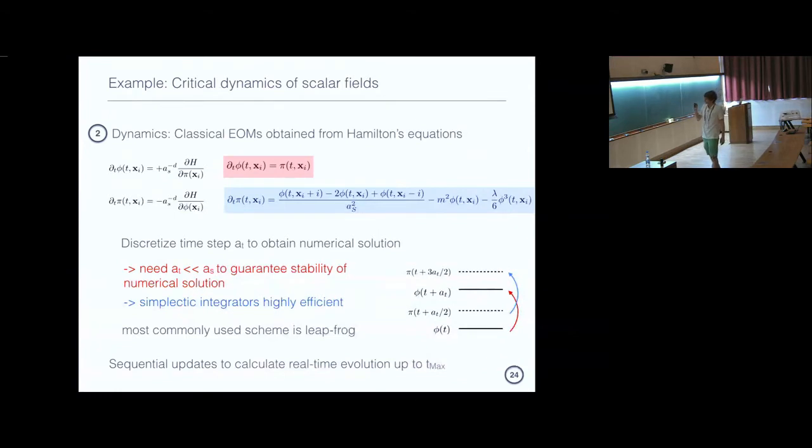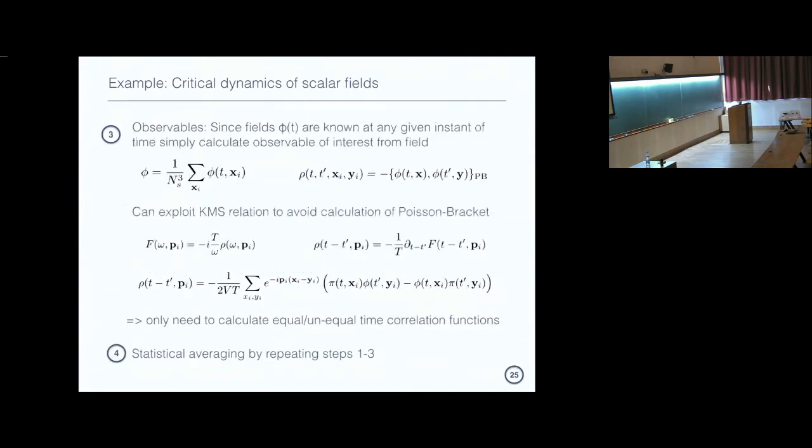Okay. So with that, we now have our initial conditions, and now we have to know how to calculate the time evolution. So the last step is, of course, that we want to measure something. We want to know how certain things evolve as a function of time. So how do we do that? Well, we have to calculate our observables.